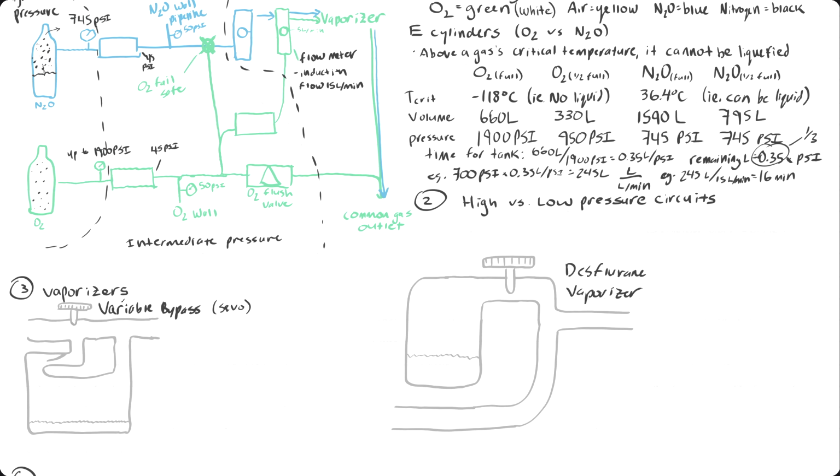Starting with the variable bypass vaporizer, essentially it has this dial here, and you would dial in a certain percent that you want, and it would allow a certain amount of gas to bypass the vaporizer. So variable bypass versus go down through the vaporizer and pick up the SEVO in the gas form and mix.